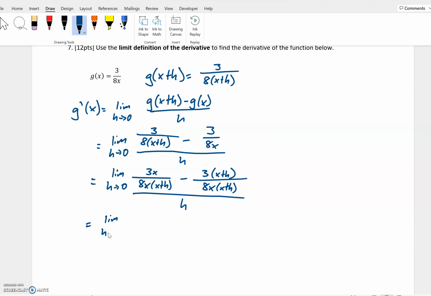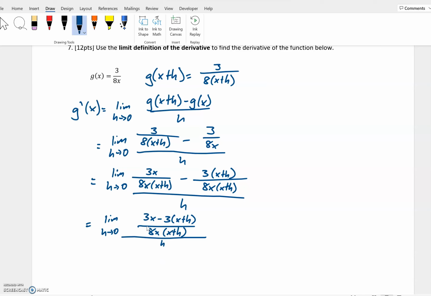So now we can combine our fractions, right? They have a common denominator. So 3x minus 3 times x plus h over 8x times x plus h. That is your numerator, and then over that is h.